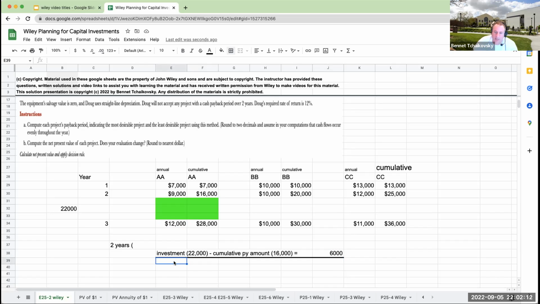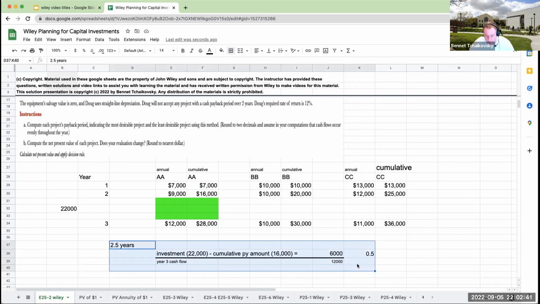My year 3 cash flow is 12,000, so this gives me the partial year amount, or 0.5. So my payback period for project AA is going to be 2.5 years. When do I make back the 22,000? It's after these first 2, and then it's another 6 grand. So that 6,000 is halfway in between these 2 amounts.